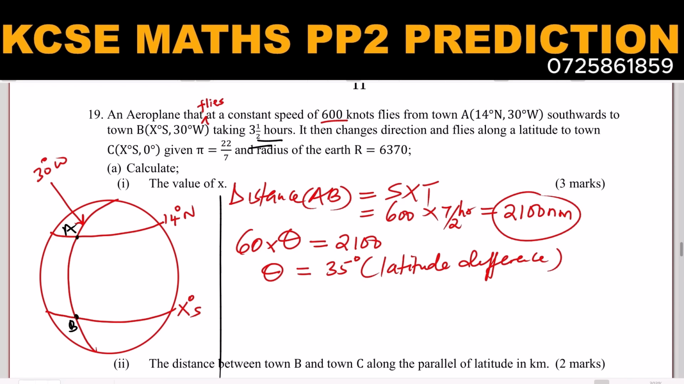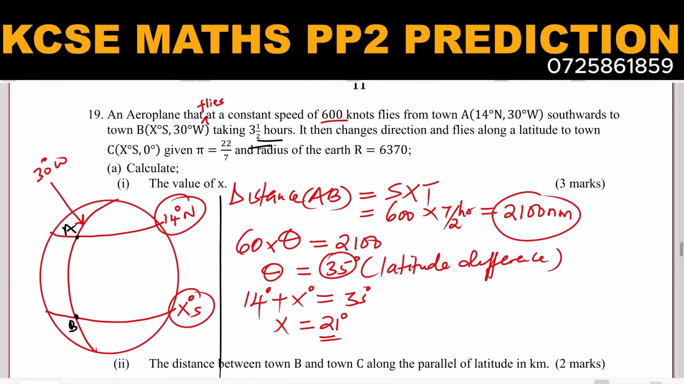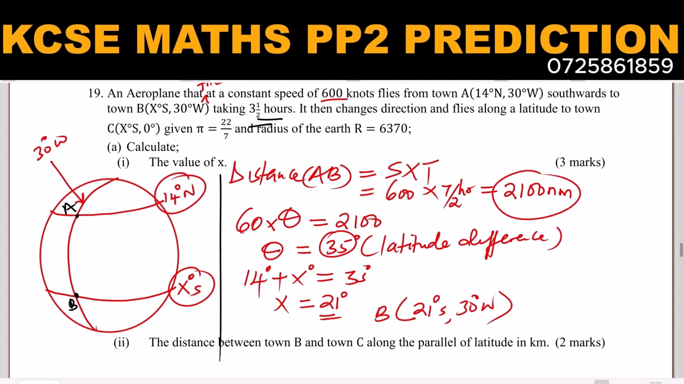And how do you get this latitude difference? You get it by taking 14 degrees, that is the latitude of A, plus the latitude of B, which is x degrees. That is when you get this difference, which is 35. Therefore x degrees will be given by 35 subtract 14, and this will give 21 degrees. So that is the value of x, 21 degrees. And you can give even the position of B. Although not required in the question, it is x degrees south, which is 21 degrees south, 30 degrees west. Go to part 2.